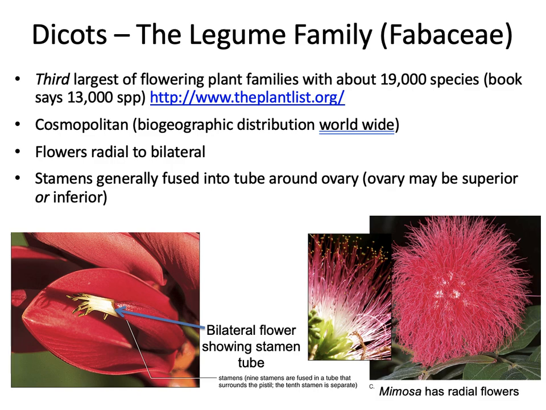Now, we refer to the legume family as cosmopolitan, and that's because it's found all around the world. The flowers are quite diverse. They're radial to bilateral, and the stamens are generally fused into a tube around the ovary, and that ovary could be superior or inferior, so it's quite diverse.